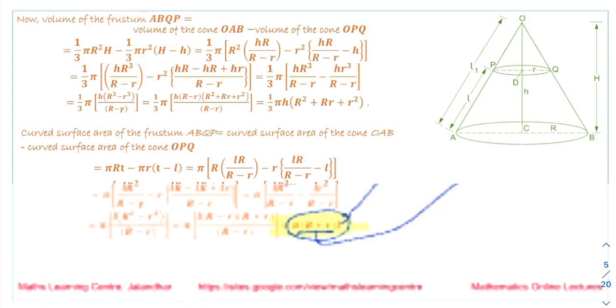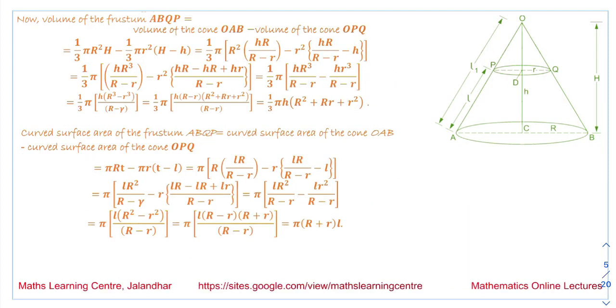Now if we are calculating the volume of the frustum of this cone, the formula for the volume of the frustum of this cone will be equal to the volume of the complete cone OAB, the volume of this complete cone, minus the volume of this smaller portion. If we subtract these two values, the volume of the complete cone we have, it is 1 by 3 pi R square H, capital H we are talking about. The value of height over here, the value of this height we have, it is capital H minus small h.